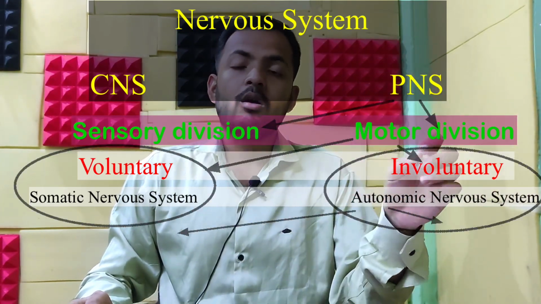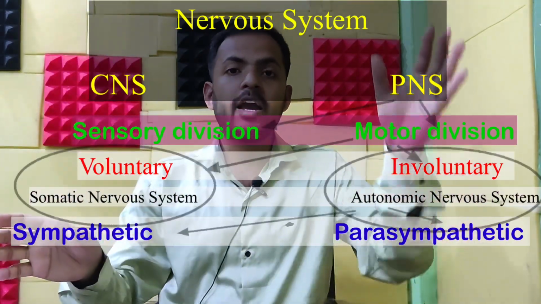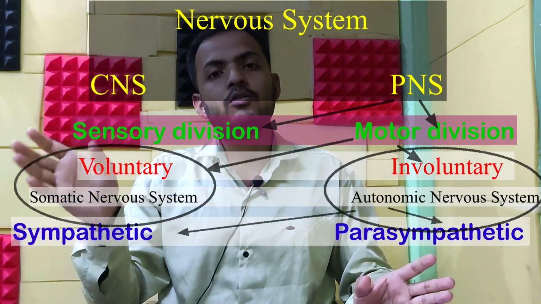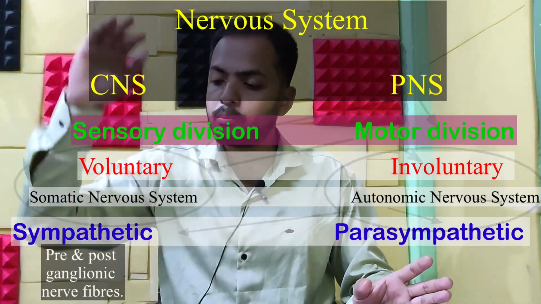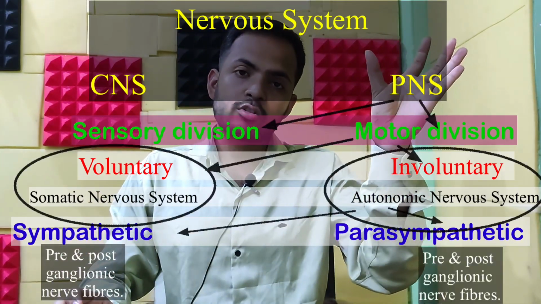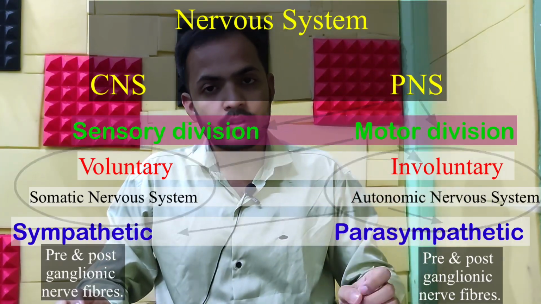Now this autonomic nervous system is again divided into sympathetic and parasympathetic components. Sympathetic component consists of preganglionic and postganglionic nerve fibers. Same to same, parasympathetic also consists of preganglionic and postganglionic nerve fibers. So you have to know about these pre and postganglionic fibers. What are these things? Before I explain, you have to understand again what is ganglia.